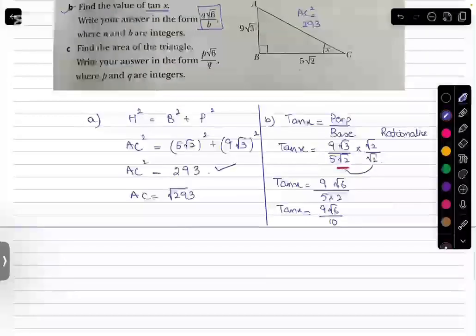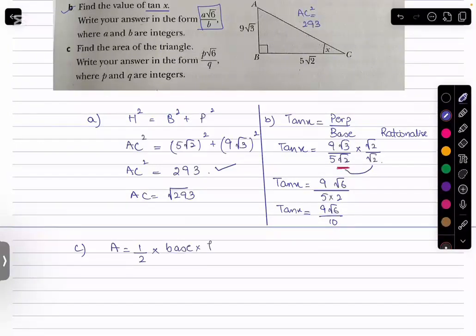What is the area formula? Is your area equals half into base into height? Yes. Okay. What is my base length? 5 root 2. And what is my height? 9 root 3.